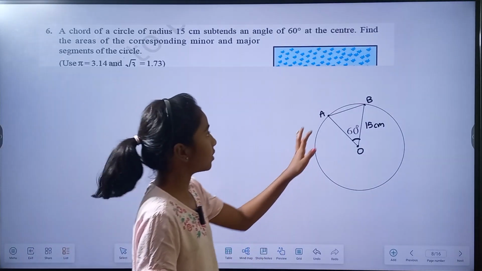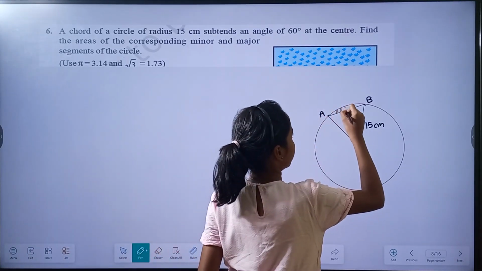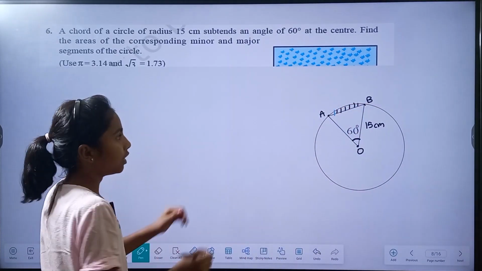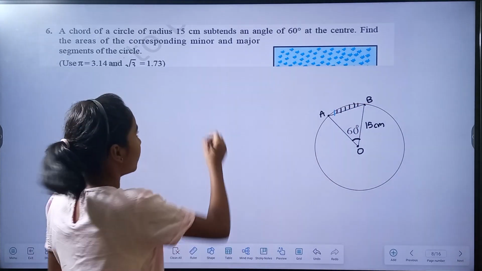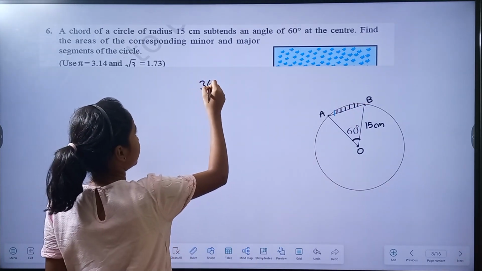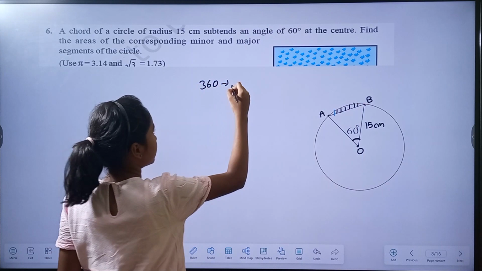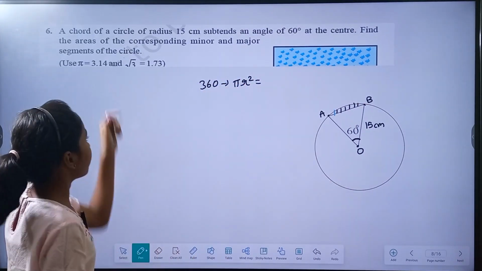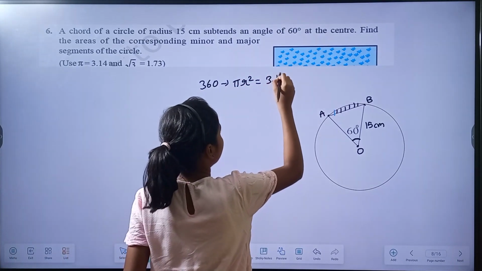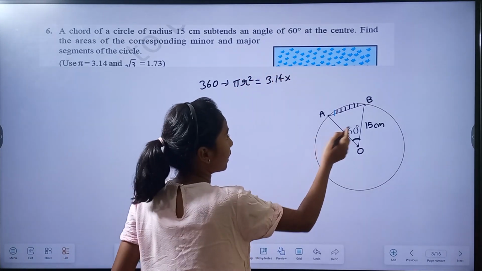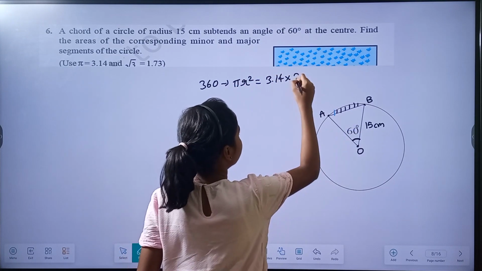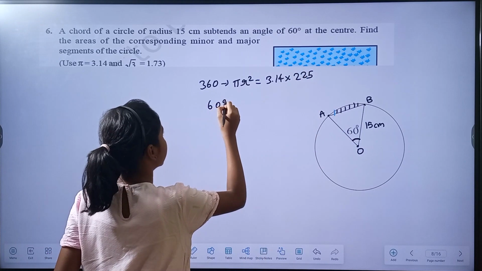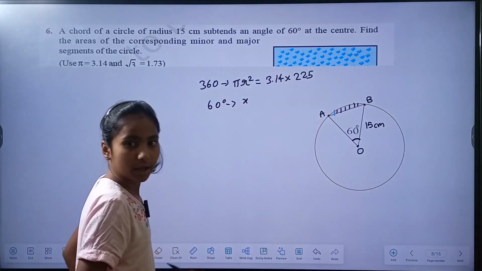So we know, they are asking first for the minor segment, which is this one. So the area of this one equals sector AOB minus the triangle. We have to find the area of sector AOB. For 360 degrees, the area is pi r square, using pi equal to 3.14, r equal to 15, so 3.14 into 225. And we have to find it for 60 degrees, call it x.